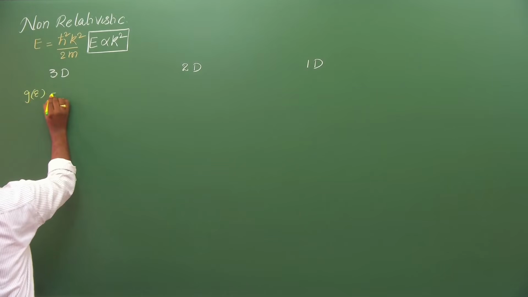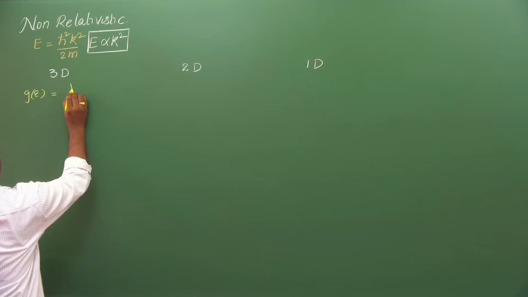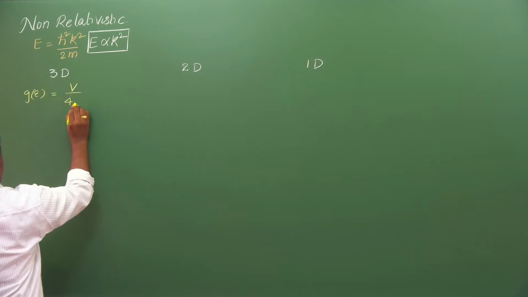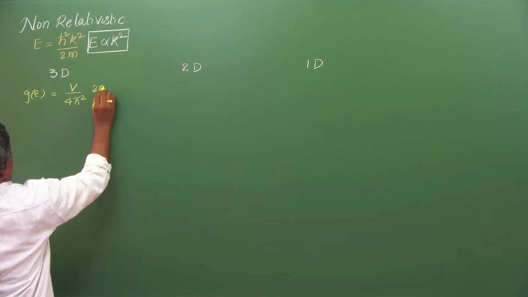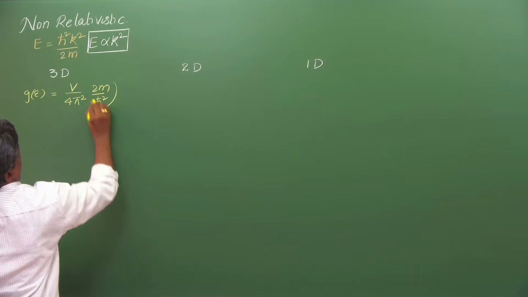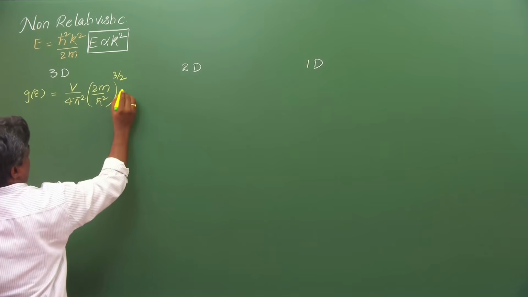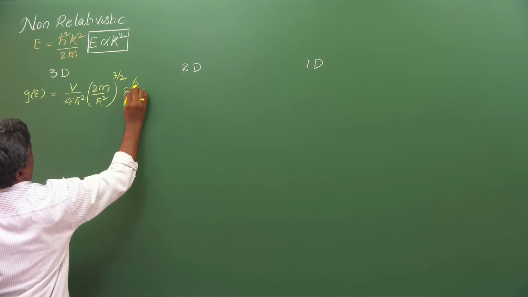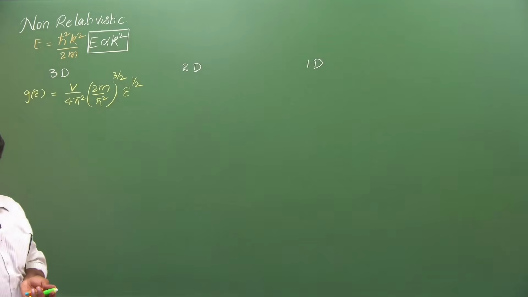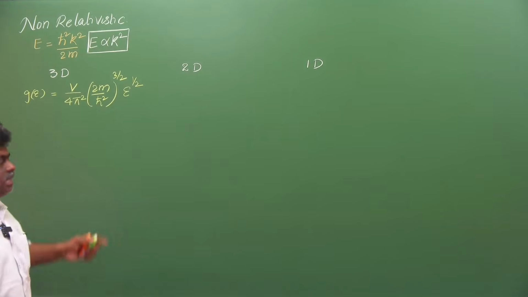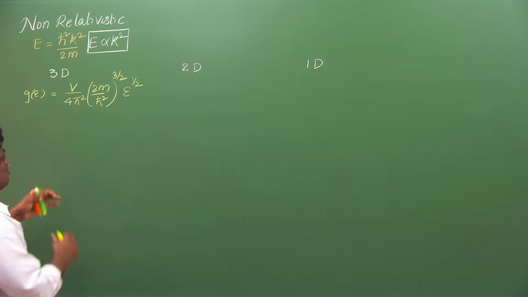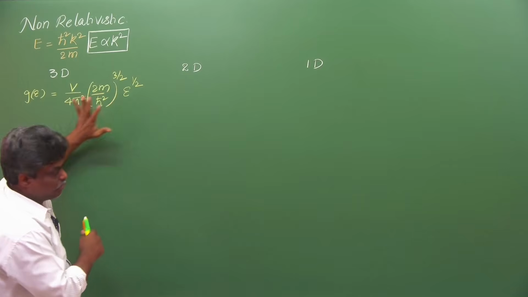The density of states for 3-dimension is V/4π² (2m/ħ²)^(3/2) E^(1/2). Am I right? If you take the spin degeneracy, here it is 2. Otherwise, you can write like this.